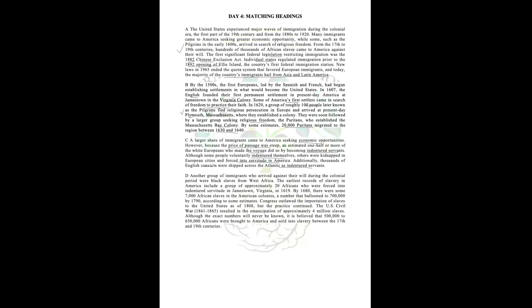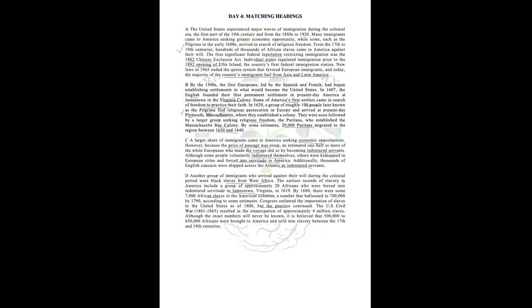Very good. Now you're all on the right track. Okay, next. This is very easy. I'm not going to be reading the whole paragraph. There are enough sentences that suggest the heading. What is the heading for D? Black slaves from West Africa came to Jamestown, Virginia. African slaves, so many African slaves. Practice continued even though Congress established a law. 500,000 to 650,000 Africans were brought to America.